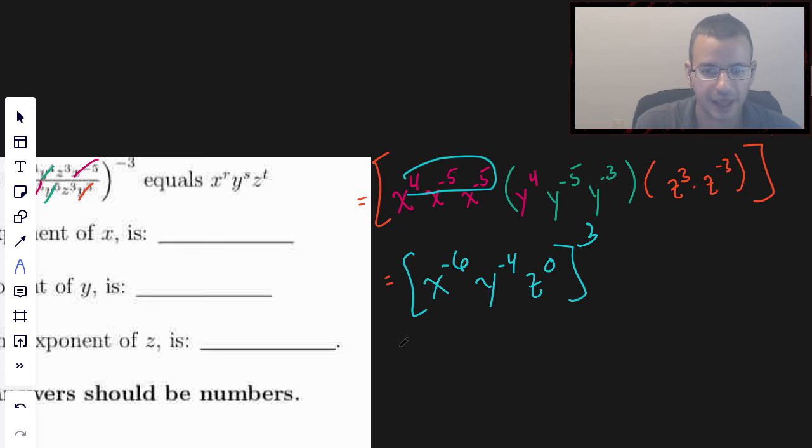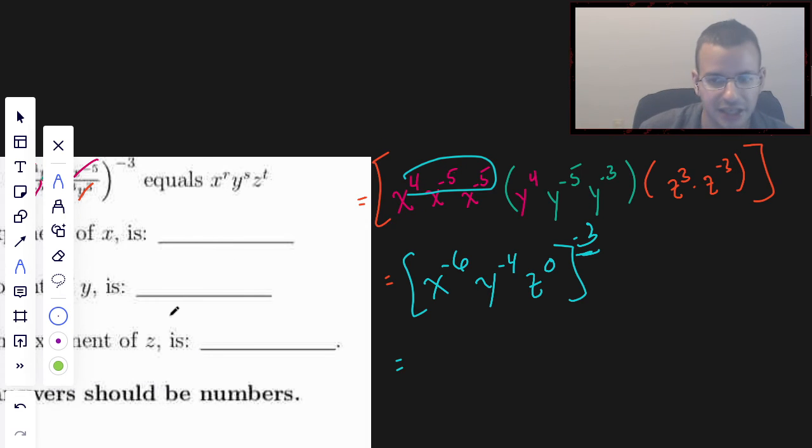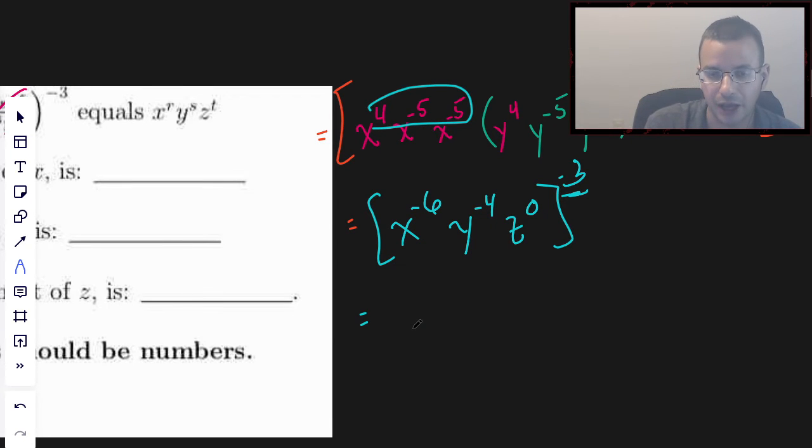Then we cube it. And when we cube it, what we do is we just multiply. Oh, that's supposed to be negative 3. Negative 3, negative 3. We just multiply. When you take an exponent to an exponent, you multiply the exponents. So we're going to have x to the negative 6 to the negative 3. Negative 6 times negative 3 is 18. Y is going to be negative 4 times negative 3, which is positive 12. Z to the 0 is 1, so 0 times negative 3 is still going to be 0. So that's going to be z to the 0.